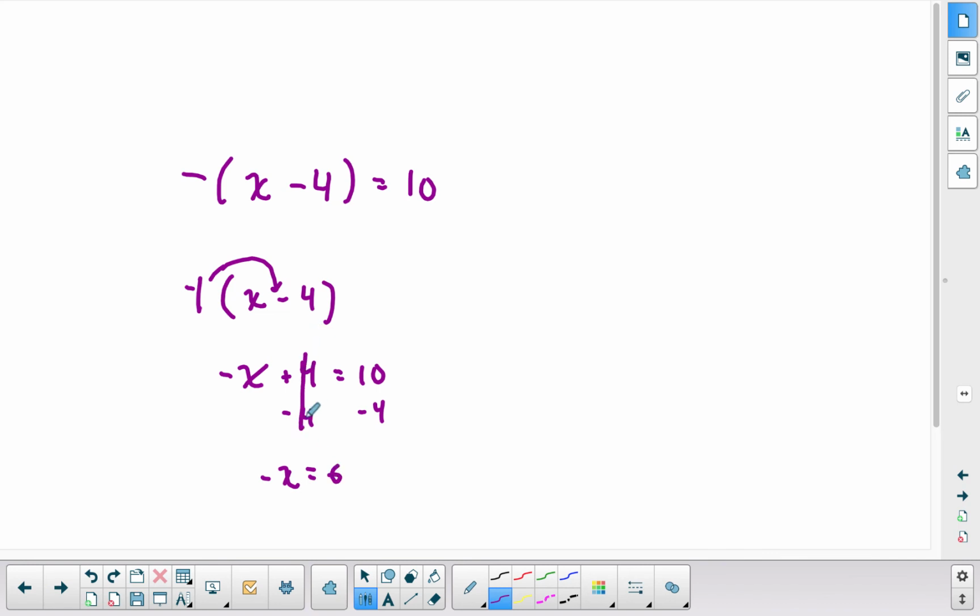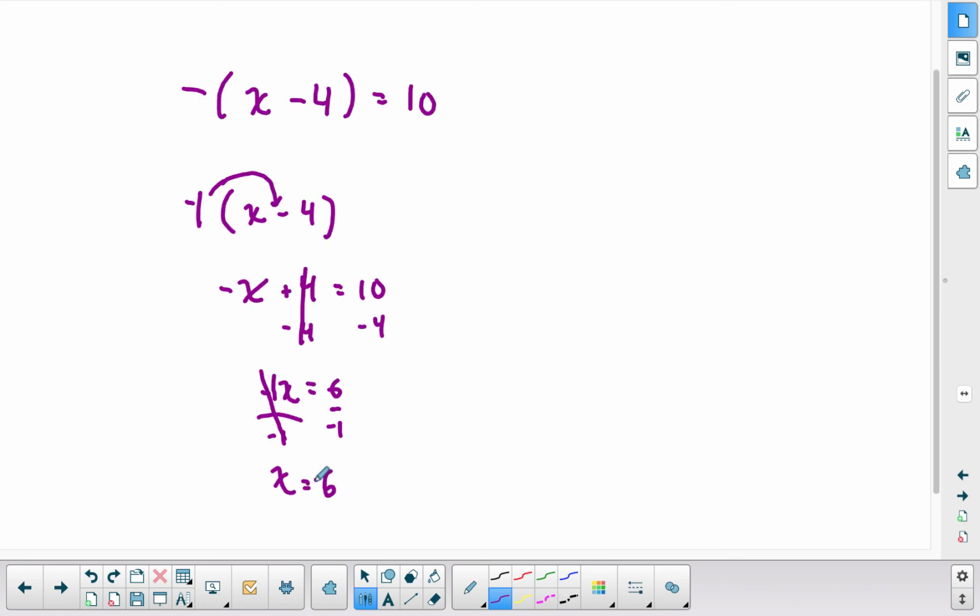Because these 4's canceled. And once again, the number in front of x here, if it helps you picture it, is a 1. So you could make that a -1, and now you're dividing by -1. All right, we end up with x equals -6.